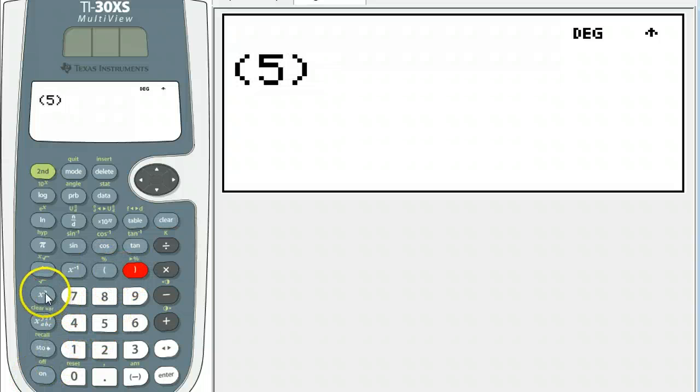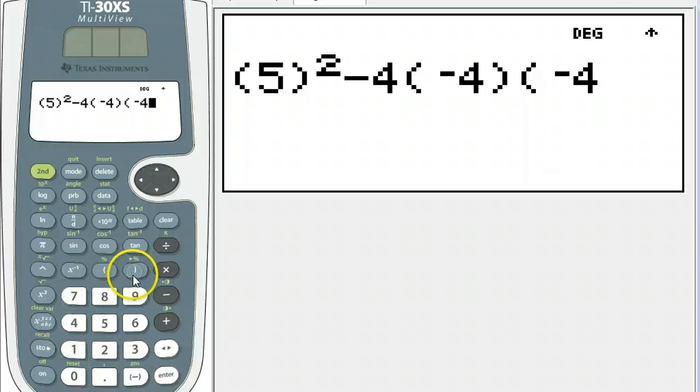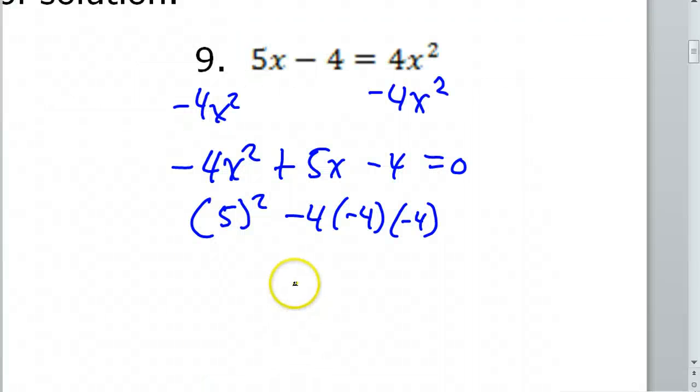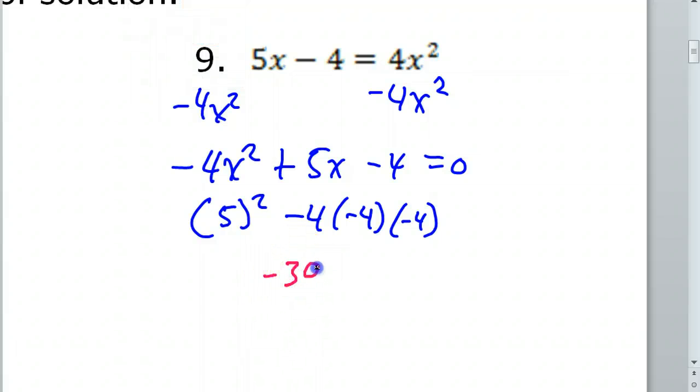Negative 39. Okay, so the discriminant is negative 39. What does that tell me about the number and type of solutions? 2 imaginary solutions, because it's negative. Okay, so that's number 9.